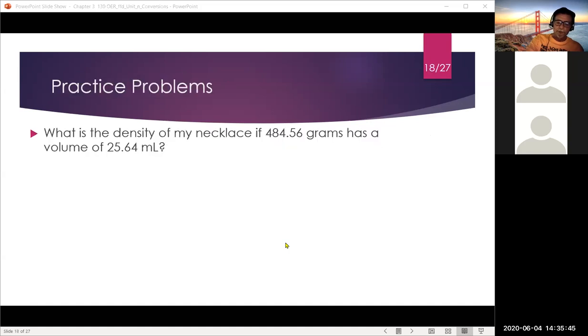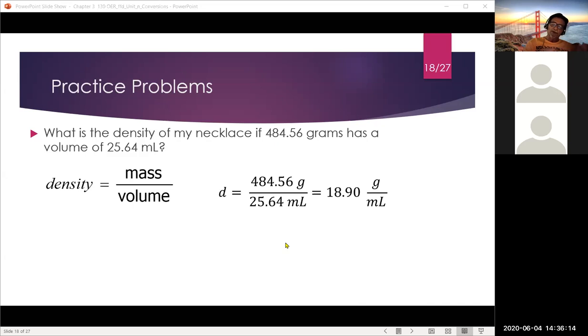For example, let's do the first type of example. The question here says, I've got a necklace. It weighs 484.56 grams, and they give you a volume of 25.64 milliliters. They simply want you to determine or calculate the density. Well, we know the density is mass over volume. You're given the mass, you're given the volume. It's a matter of plugging the numbers in and doing the mathematics.